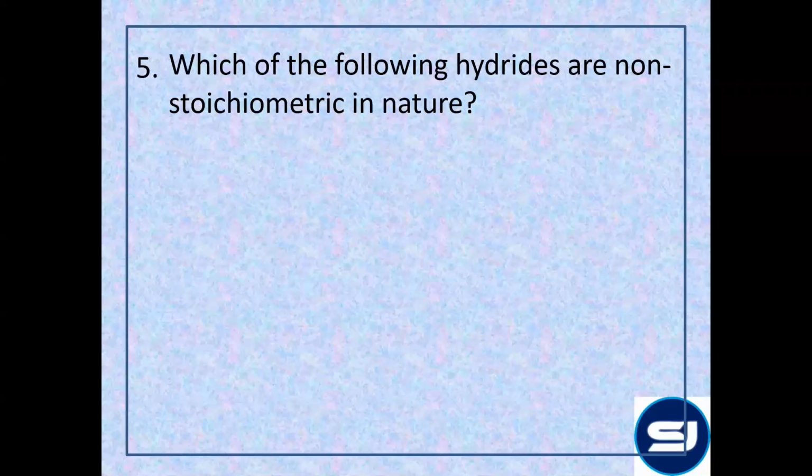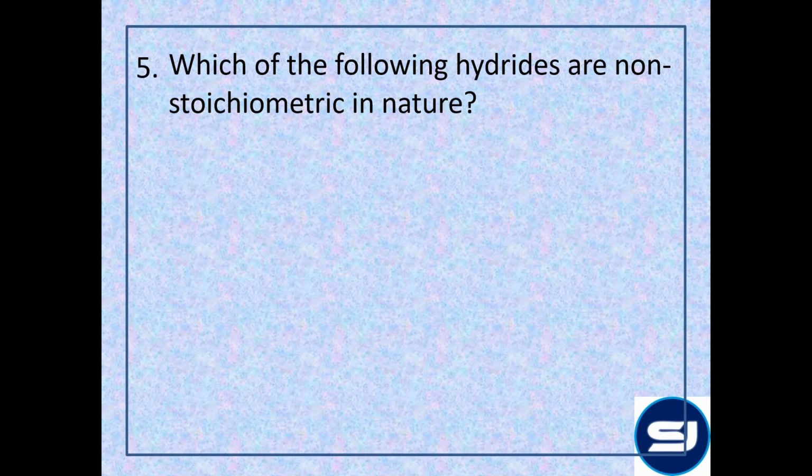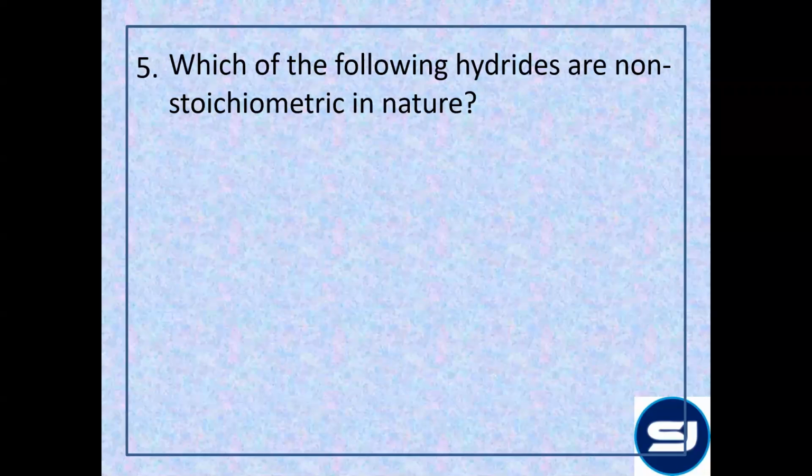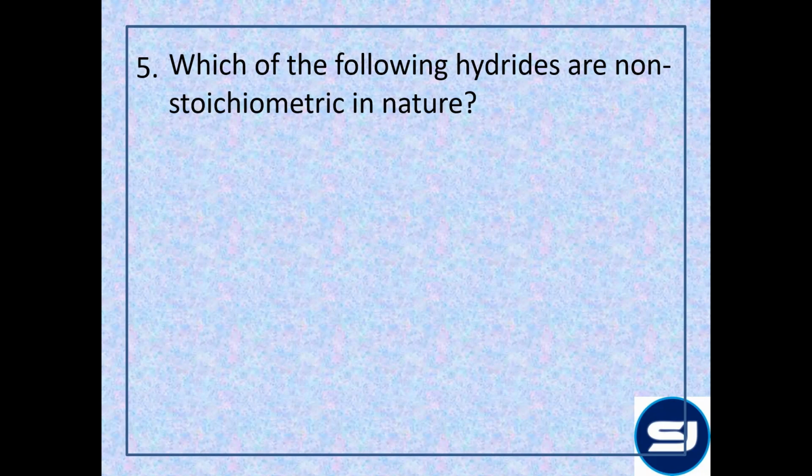Which of the following hydrides are non-stoichiometric in nature? Can you answer directly? Non-stoichiometric. Metal hydrides, which are obtained from which block elements? D and F block elements. So the moment you talk about hydrides, आपके दिमाग में आना चाहिए S block का saline hydrides, P block का covalent hydrides, D and F block का metallic या non-stoichiometric hydrides.